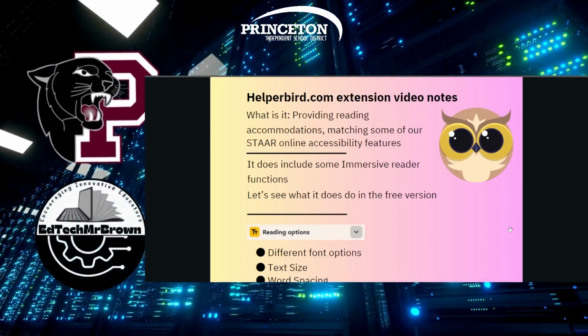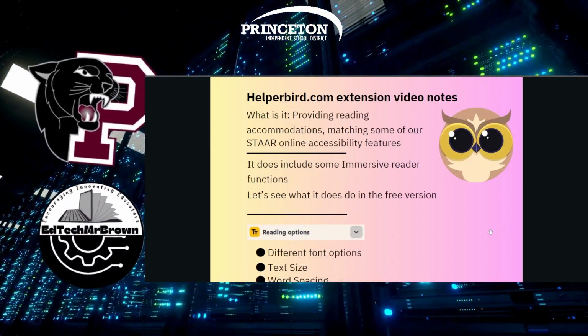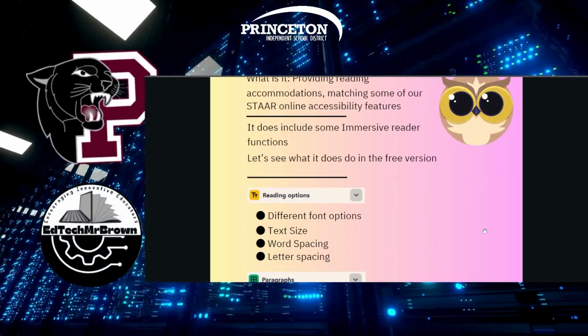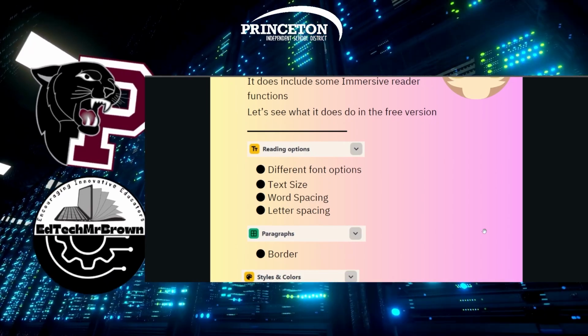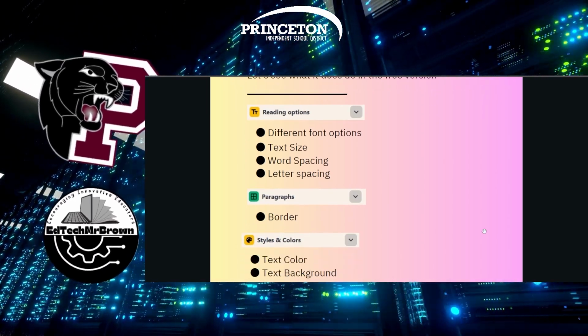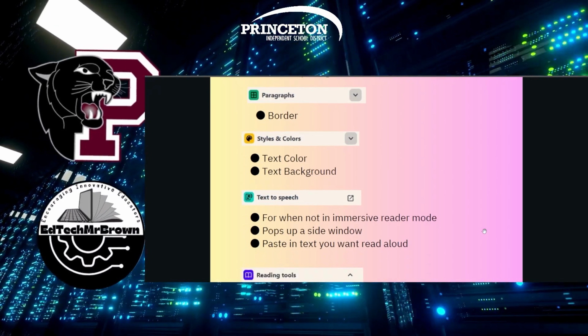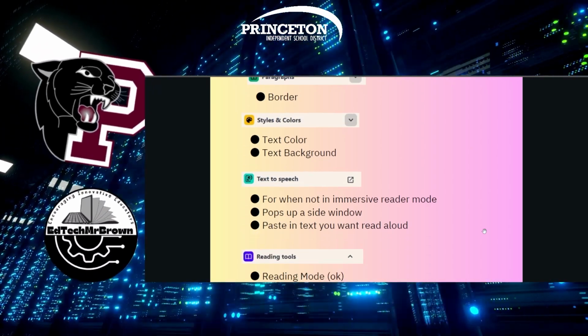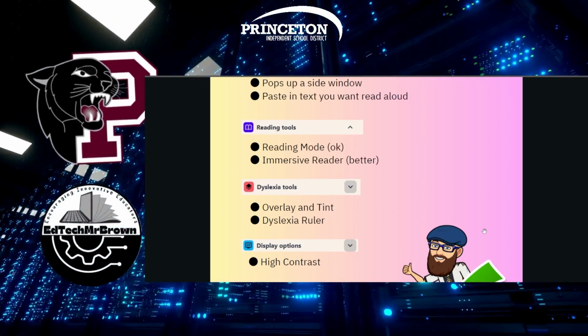Going back here to wrap this up. All right, gang, that was helperbird.com. It is a Chrome web browser extension. It is providing all of these different accommodation tools for our students when they are reading on the Chromebook. Again, we have all these different text options for the reading options, the paragraph borders, the text color and background color, text to speech, and we also have the Immersive Reader as well as those dyslexia and high contrast tools.